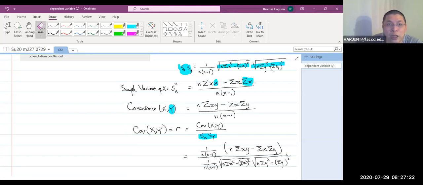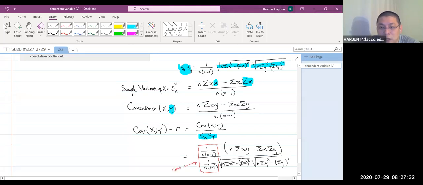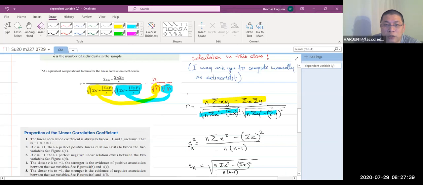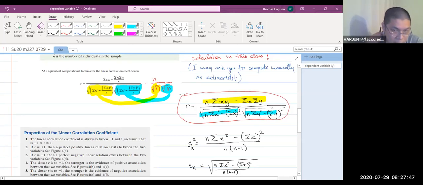In which then you notice that this cancels, right? It's canceled. And it gives us the formula that I mentioned earlier. That's how we get that formula. So the correlation coefficient is actually the covariance divided by the product of the standard deviations.